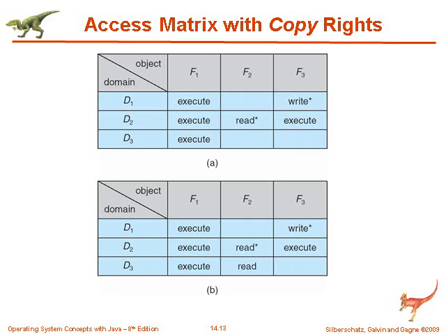By default, copy rights would be transferable, which would mean that a process in D3 could now grant read access to yet another domain. So the new entry should be read asterisk. What the table actually shows is a limited copy, which gives the new domain the new access right, but not the ability to copy it again. A third possibility is a transfer of rights, where the original domain gives up its access rights.